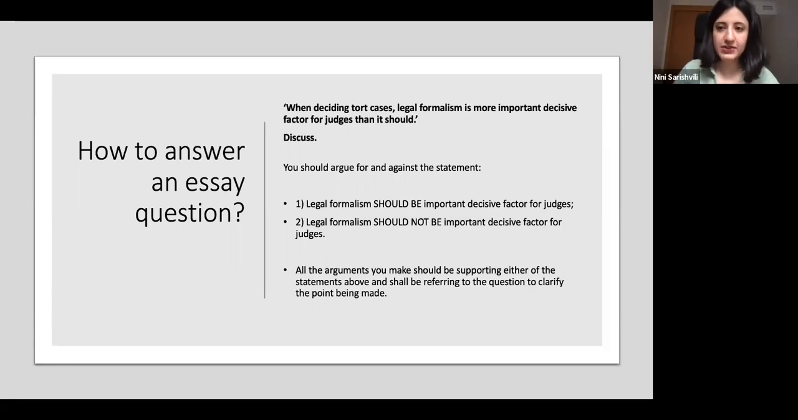However, an essay question is different. Here's the basic structure of how you should be answering essay questions, not just in tort, but on all the essay questions that you may get. For example: when deciding tort cases, legal formalism is more important as a factor for judges than it should be. Discuss. This is a possible essay question you may get. So it would be recommended that you argue for and against the statement. For example, legal formalism should be important as a factor for judges, and that it should not be.